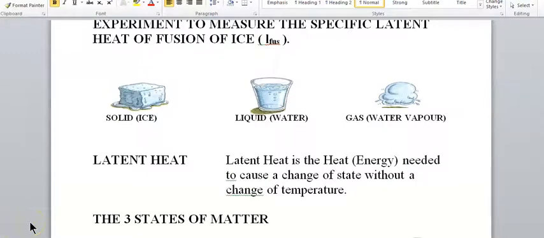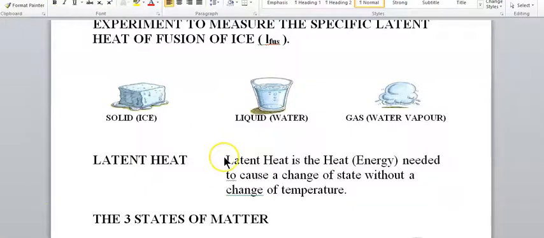But before we look at the experiment itself, it is very important to know and understand the following 2 definitions. Now, we're all familiar with the 3 states of matter: solid, liquid, and gas. And we all know that to convert a substance from one state to another state, we have to supply energy. And this energy that causes a change of state is known as latent heat. And here is its definition. Latent heat is the energy or the heat needed to cause a change of state without a change of temperature.